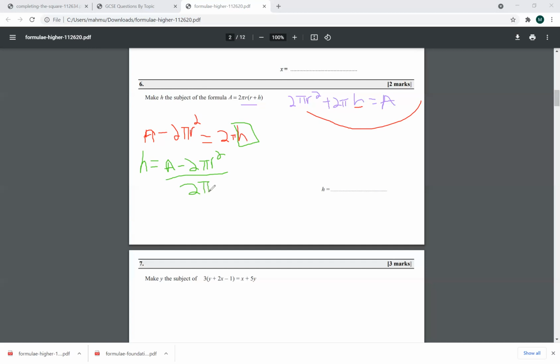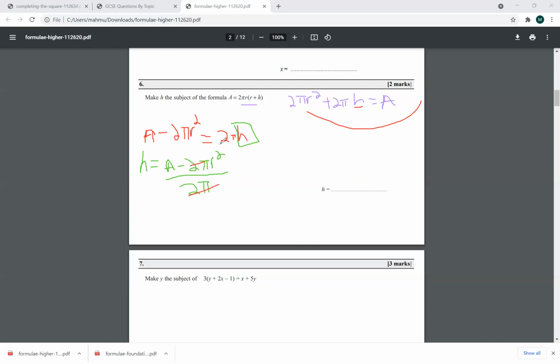Nothing else. If you want to make it simpler, I could show here, the 2 pi here cancels that 2 pi. So I'm left with a minus r squared. You could do it like this, or you could keep it like this. But the 2 pi cancels that 2 pi here. I've got only a minus r squared left. But whatever answer you put in, you still get the same answer.